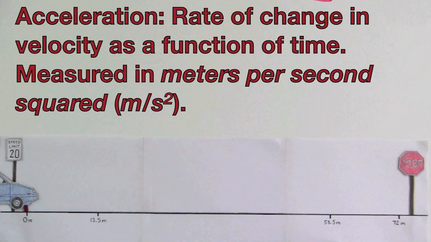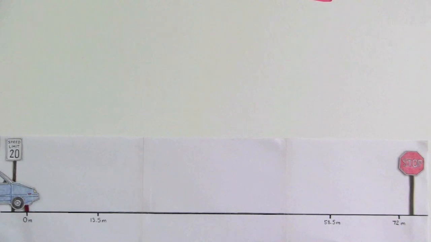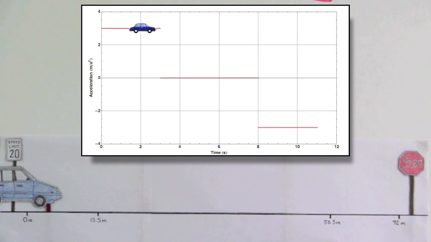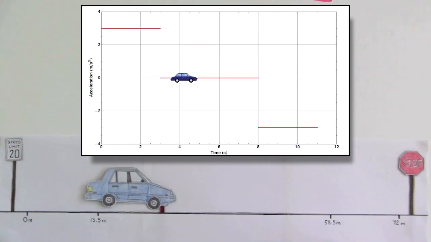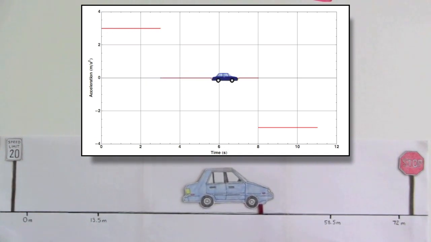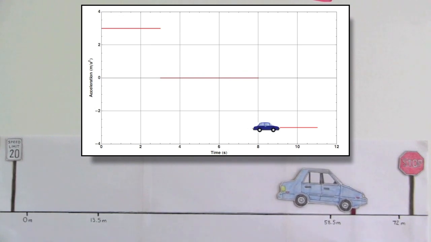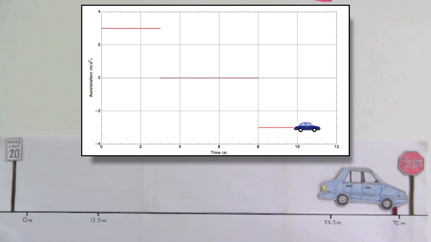Next, we consider how the acceleration changes over time. It starts at a constant positive 3 meters per second squared, goes to zero as the car moves at a constant velocity, and then goes to negative 3 meters per second squared as the car stops.